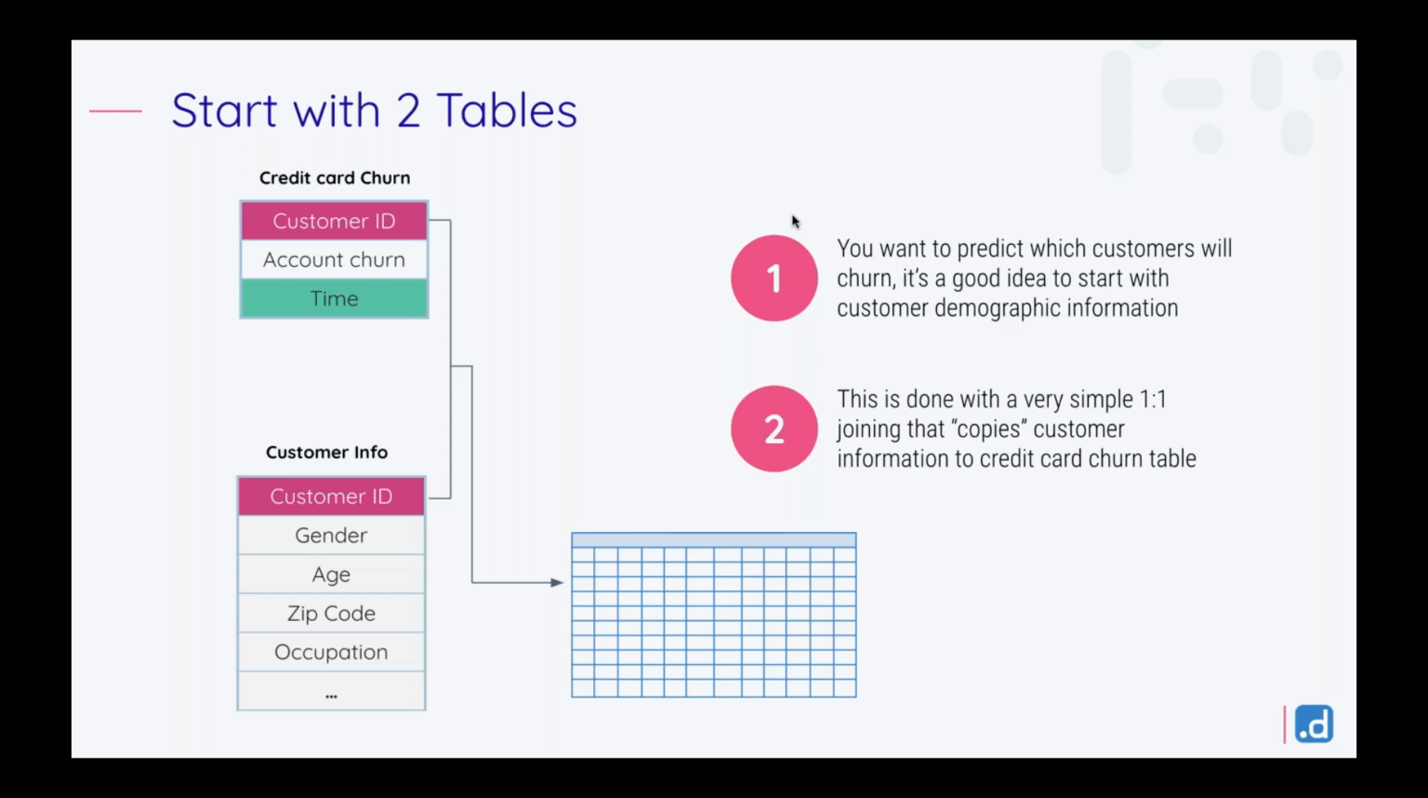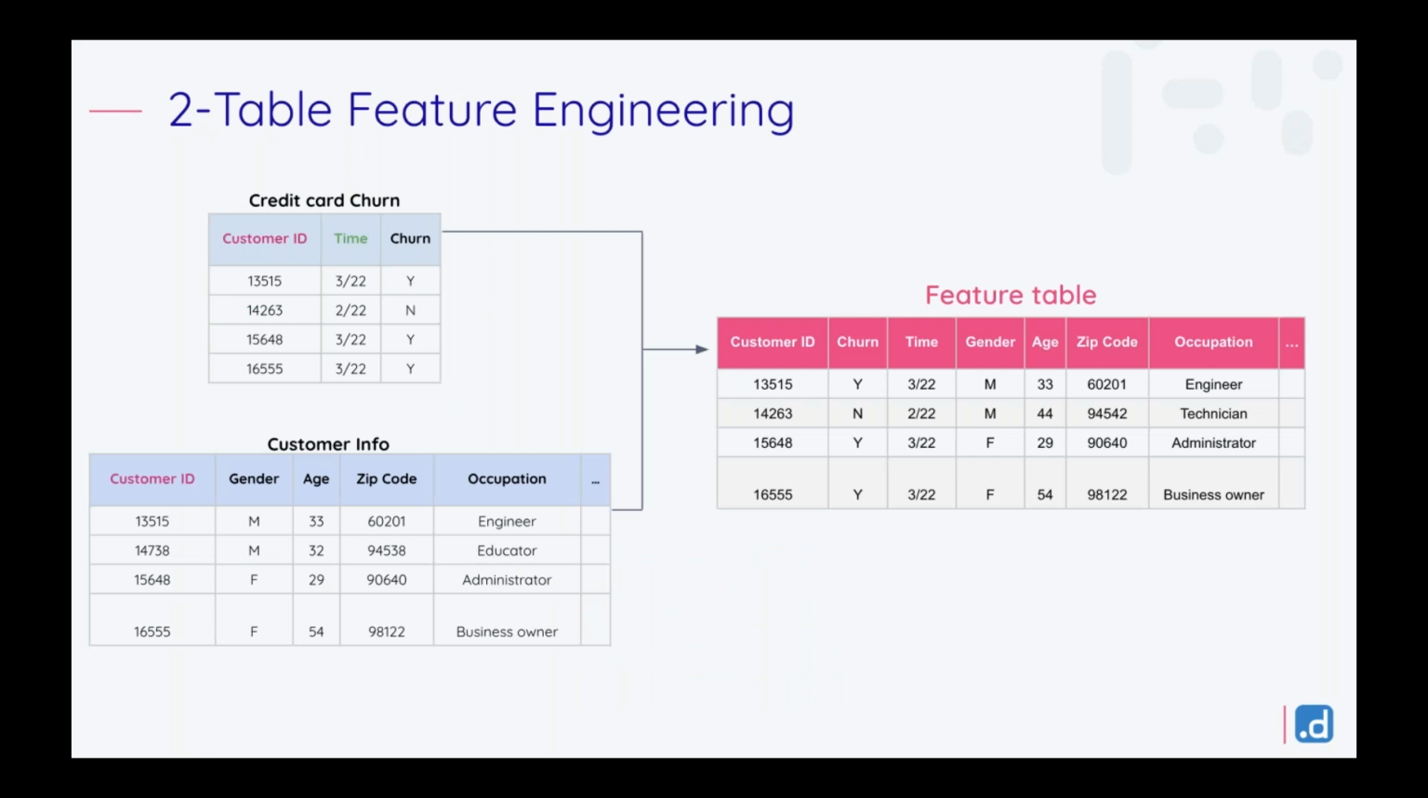If you look at these two tables, for every customer that's shown in the credit card churn table, there is only one unique record for that customer in this customer demographic table. This kind of one-to-one relationship between these two tables makes joining these two tables together fairly straightforward. In SQL terms, essentially what we do is, according to the common ID, which is the customer ID, one simple join in SQL can combine these two tables together. So this is the two-table feature engineering.